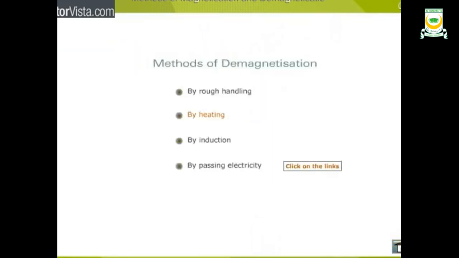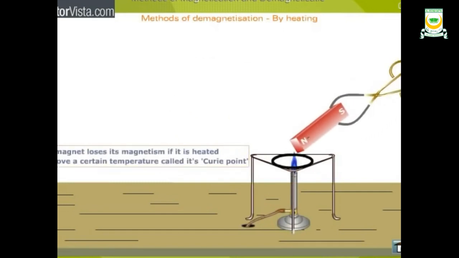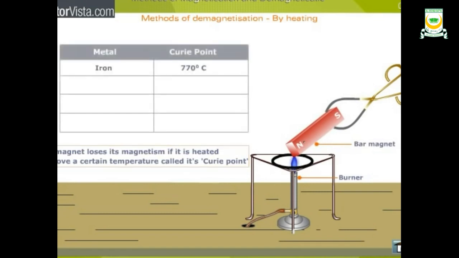Another one is by heating. So if we heat a magnet like this, a magnet will lose its magnetism if it's heated above a certain temperature called its Curie point. It means that if we heat until we exceed its Curie point, the magnetic properties will be lost or decreased. You can see if we heat iron, for example, above 770 degrees Celsius, the magnetic properties of iron will be decreased. So it means that the iron can't be attracted by a magnet or can't become a magnet. It also happens with other metals.